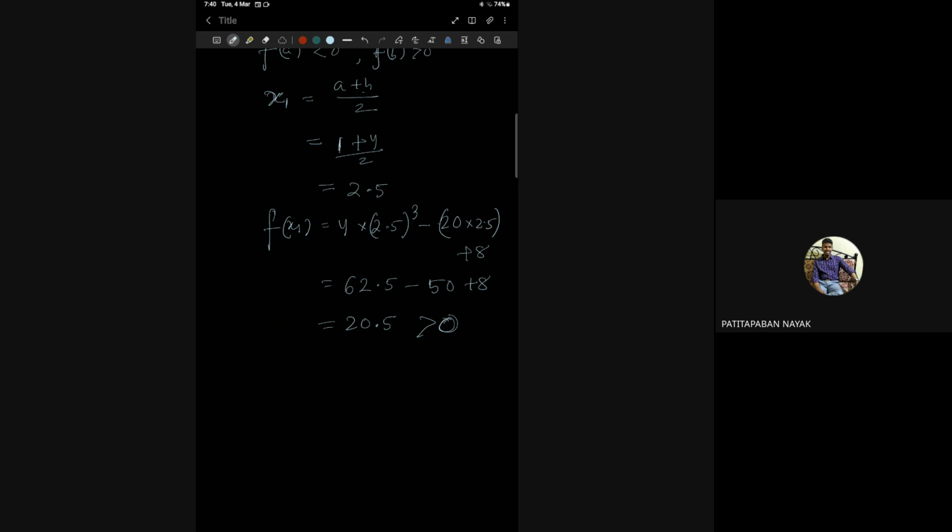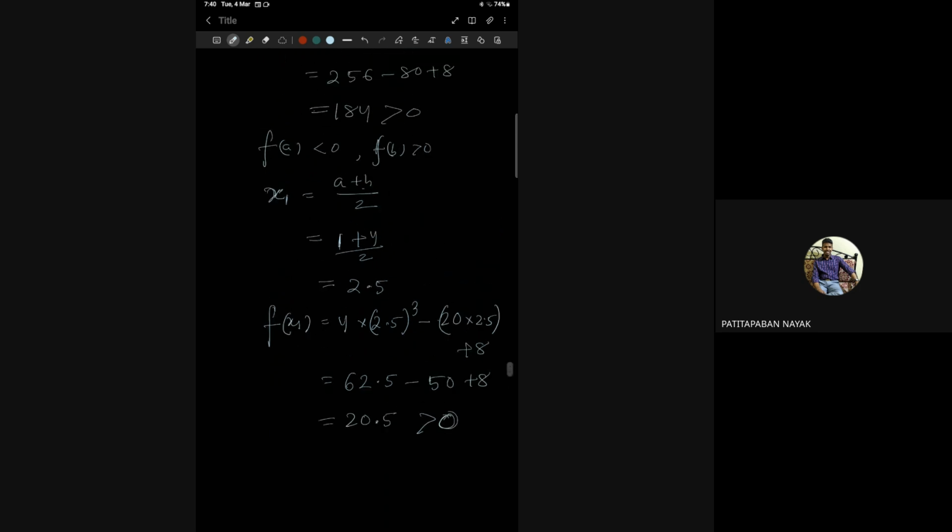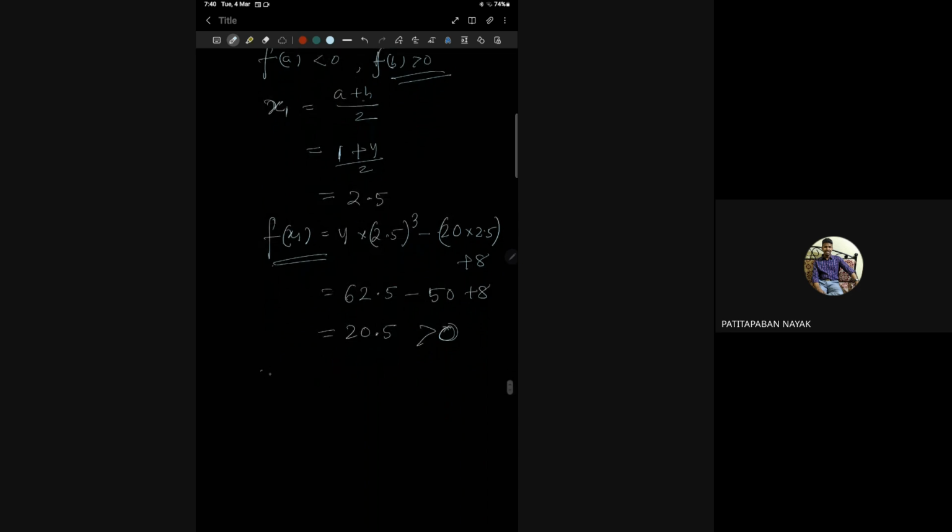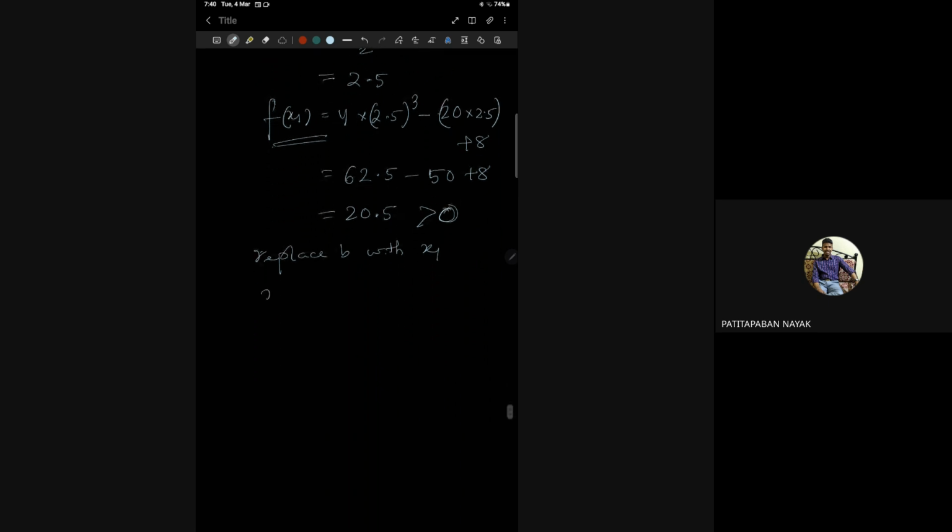I have to see: b was greater than 0 and f of x1 is greater than 0. So now replace b with x1. So my next x2 would be equal to a plus x1 by 2. A was 1 plus 2.5 by 2. So that is equal to 3.5 by 2, so that is 1.7.